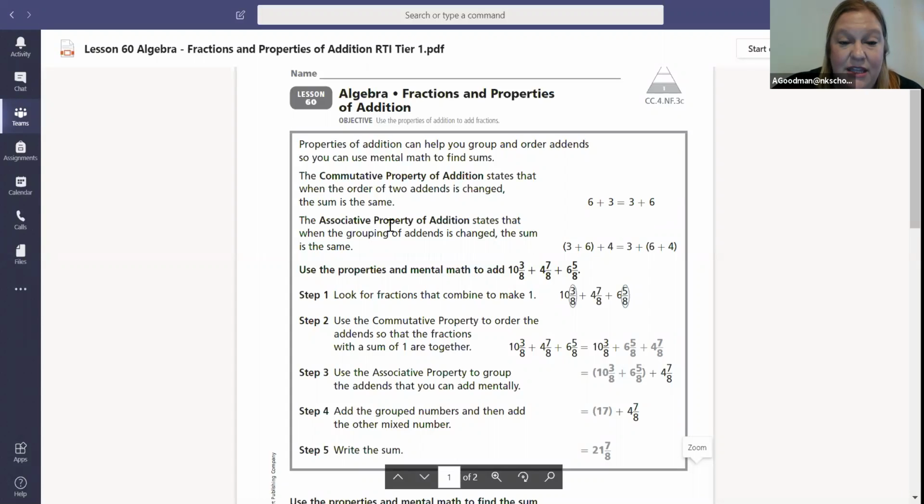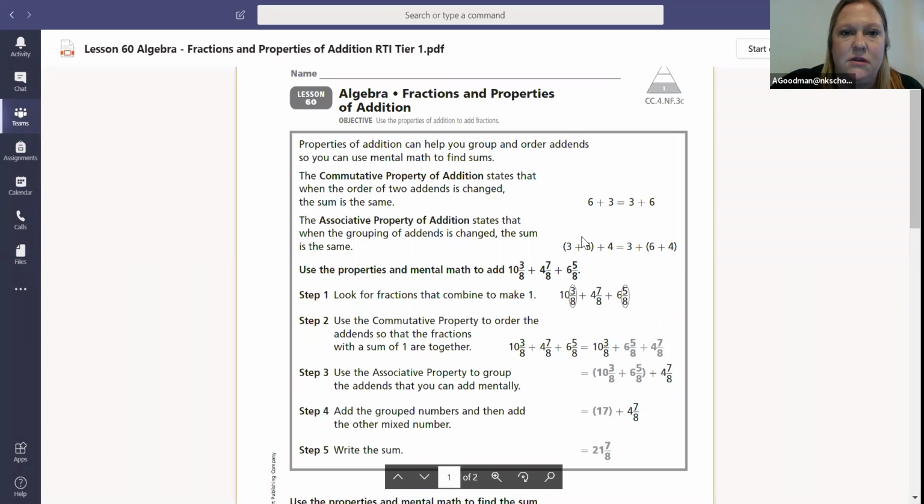Yeah, easy. All right, the associative property of addition means that if there's more than two numbers on a side in an equation, it doesn't matter which ones you group together. When it's all addition, you can group together the 3 and the 6 to make 9 plus 4, or you can group together the 6 plus 4 to make 10 plus 3. Both sides are going to equal 13.